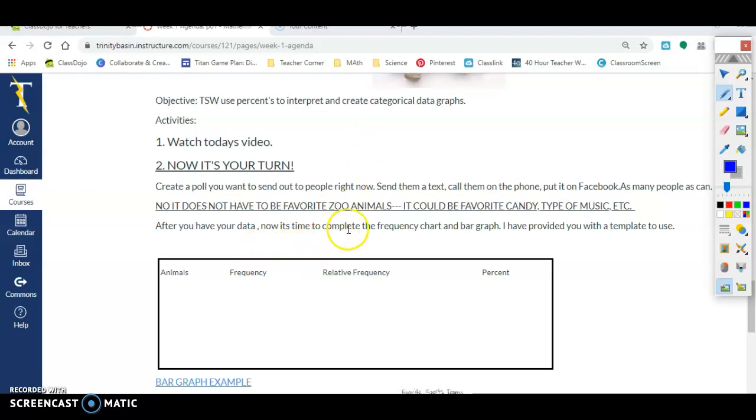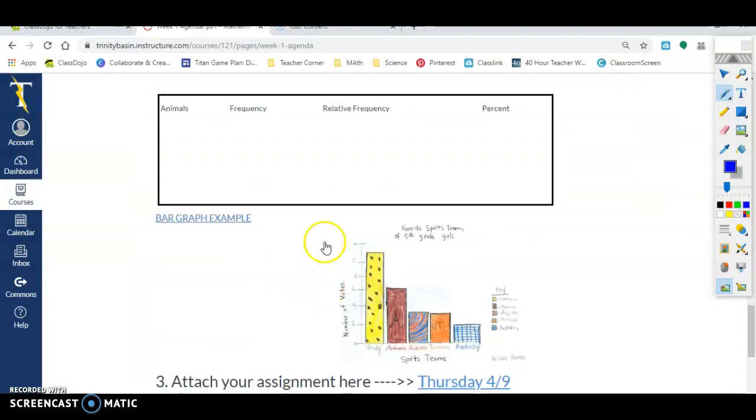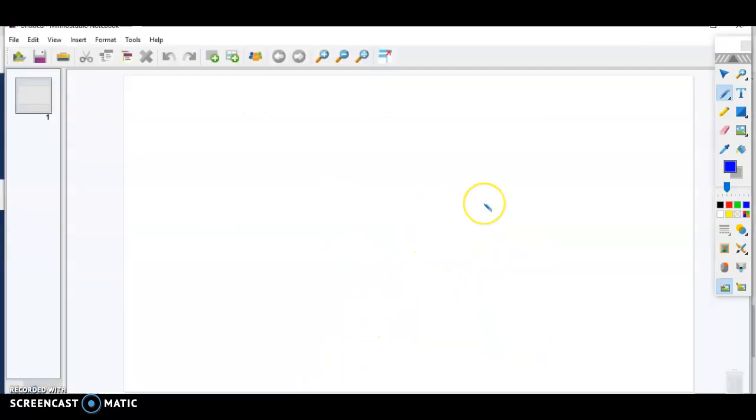So after you've completed the data, you're going to create your frequency chart and bar graph. So I'm going to show you what that looks like. And on this page, I gave you what that looks like here. It doesn't have the lines on it, but think of the lines. This is what you did yesterday. You should have done yesterday. And then here's an example of a bar graph. Now I'm going to show you what that looks like here on paper.